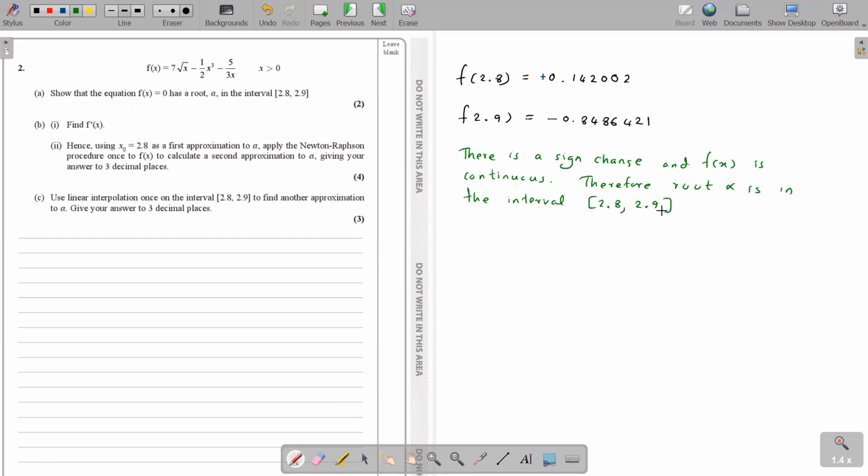It's just 2 marks. Show the sign change and make sure you mention it. You need to give your conclusion. There is a sign change and f(x) is continuous. These words must be mentioned. It needs to be seen.